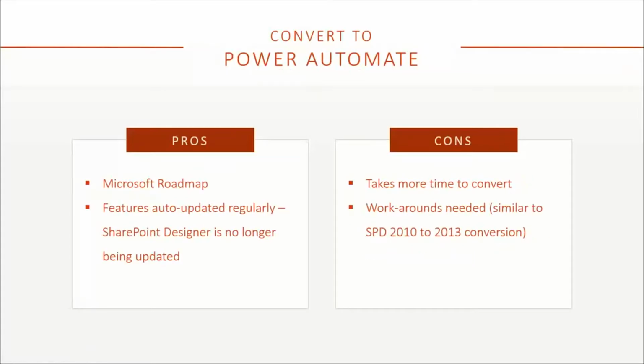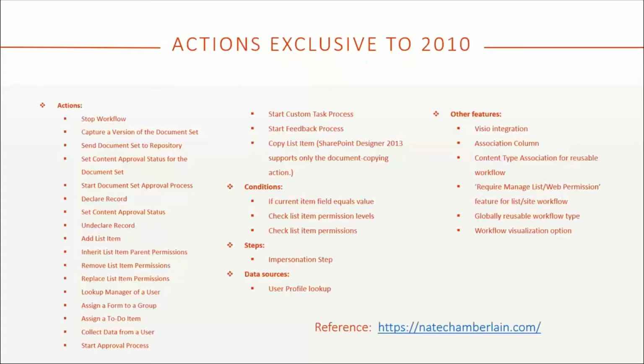Power Automate is obviously what we think is the best option, and that's the Microsoft roadmap. New features are shipped daily or weekly, sometimes to the consternation of many people. But it does take more time, and I think that there are some workarounds. We're going to talk about those workarounds. In fact, here's a big slide, but this has a list of the things that are in 2010 that are not in 2013.